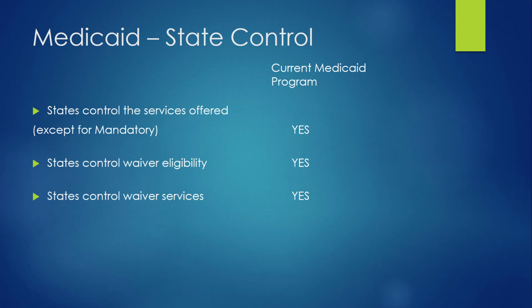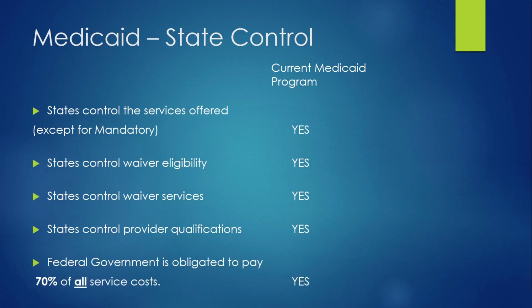States can control the waiver services. That is, they decide which services are offered to people who are eligible for the waivers. And states have control over the provider qualifications and the rates of reimbursement. Under the current system, whatever Idaho chooses and includes in their optional and waiver services, the federal government is obligated to pay 70% of all of the service costs incurred by the state.